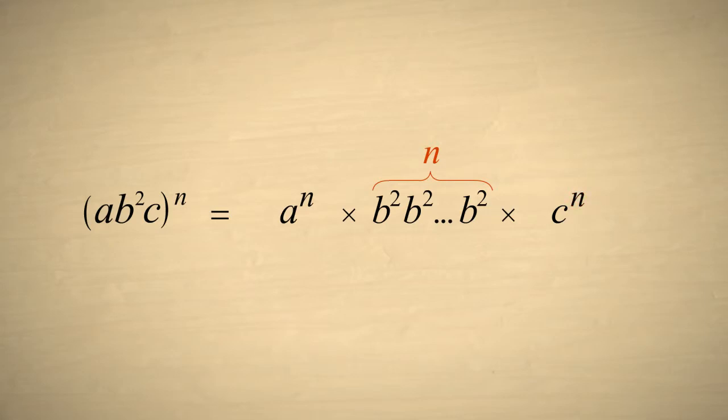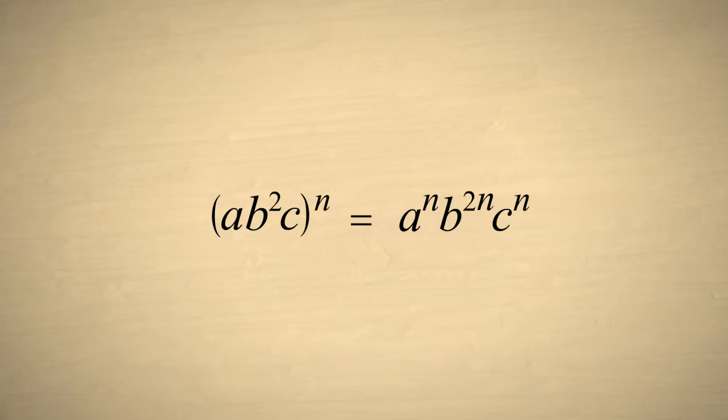The n copies of b squared multiplied together is equivalent to b squared raised to the nth power. As we saw in the last lecture, when we raise a term with an exponent to a power, we simply multiply the two exponents. This gives us b to the 2n.